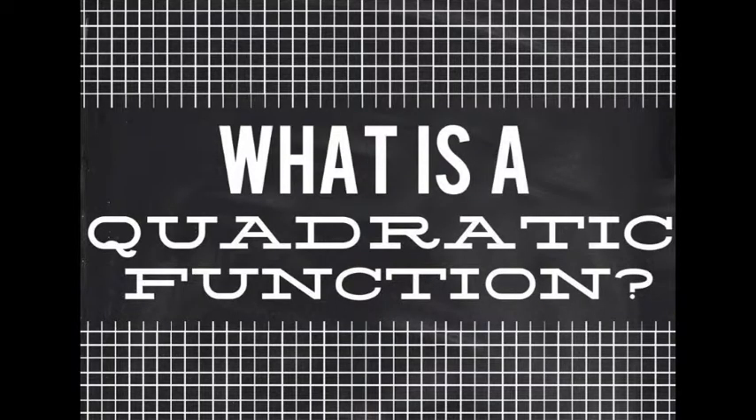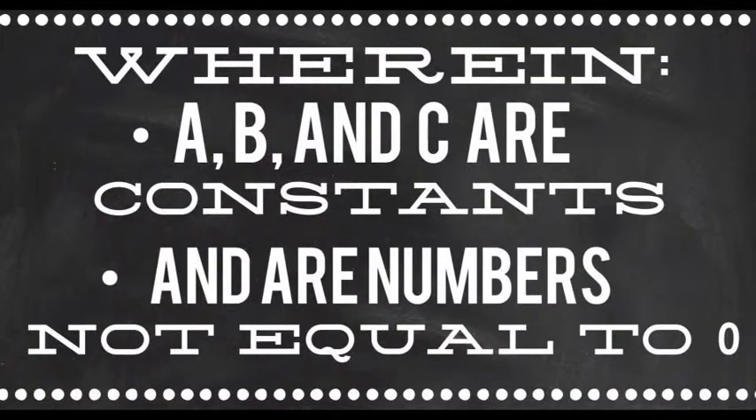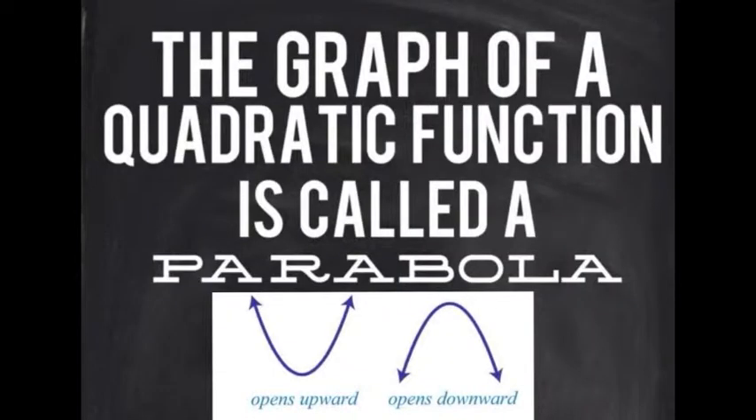What is a quadratic function? It is a mathematical function that comes in the form of f of x equals ax squared plus bx plus c, wherein a, b, and c are constants and are numbers not equal to 0. The graph of a quadratic function is called a parabola.